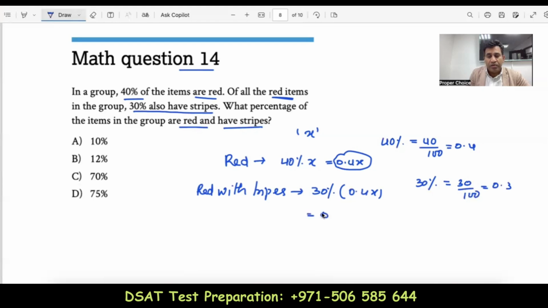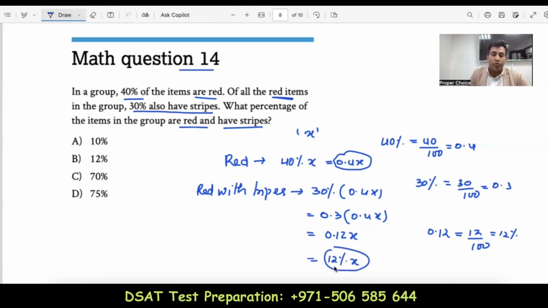So how do we write this? 0.3 times 0.4 times x. If you multiply 0.3 times 0.4, that gives us 0.12 of x. So out of the total, 0.12 of x are the number of items that are red with stripes. 0.12 is a percentage basically, which is the same as 12 divided by 100, which is the same as 12%. What I can say now is that out of the total, 12% of the items are red with stripes. So I should go with 12%. So we go with option B. So this is how you solve this kind of question.